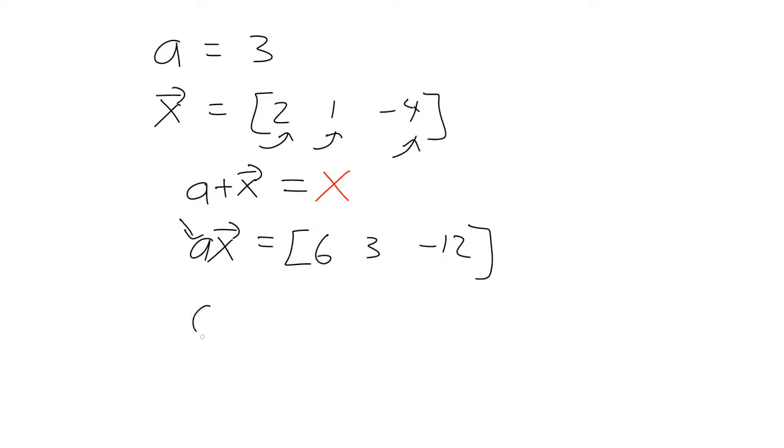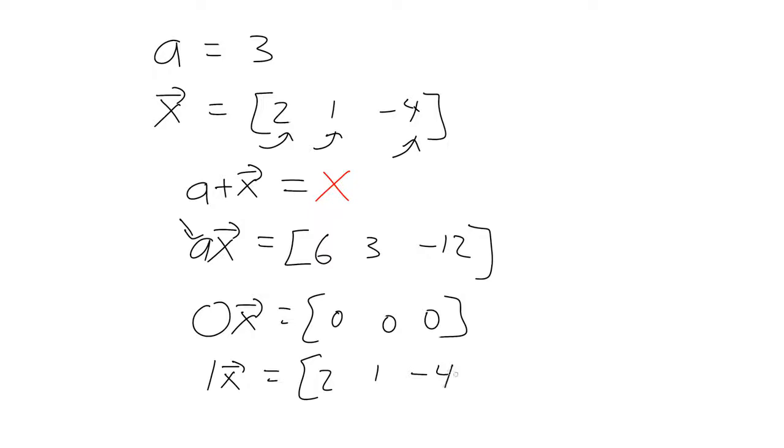It's not surprising that if I say 0 times x, I'm going to get 0, 0, 0. And it's not surprising that if I do 1 times x, I'm going to get back x itself, which is 2, 1, -4. Simple stuff. So that's how you multiply a scalar and a vector together.